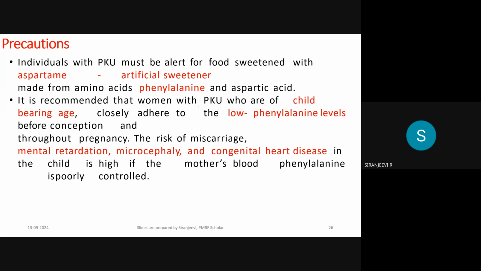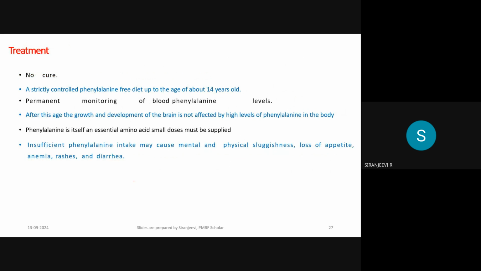It is recommended that women with PKU who are of childbearing age closely adhere to the low phenylalanine diet, because otherwise there is a risk of miscarriage, mental retardation, microcephaly, and congenital heart disease in the child if the mother's blood phenylalanine is poorly controlled.